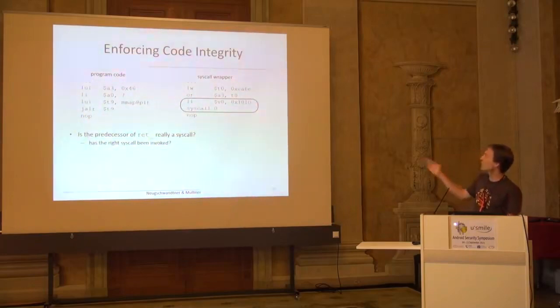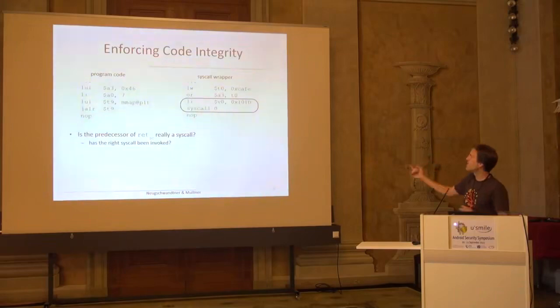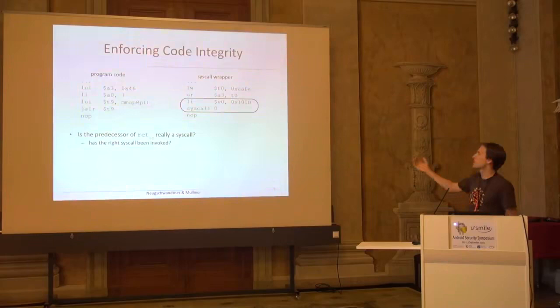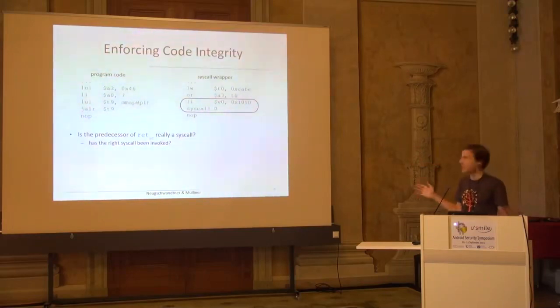So what we can check here is, on the left-hand side, we have the program code that has been executed by the program. You can see that mmap should be called here in the libc, for example, and on the right-hand side we have the system call wrapper, which will then execute this mmap system call. So knowing the return address, we can check whether the predecessor of the return address actually is a system call. So the return address will point to the instruction on the right-hand side, and so this is the first thing that we can verify. Okay, is the code actually there?